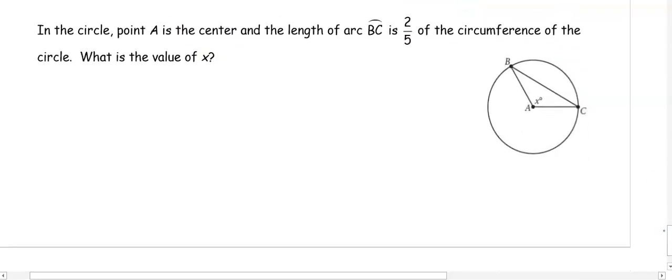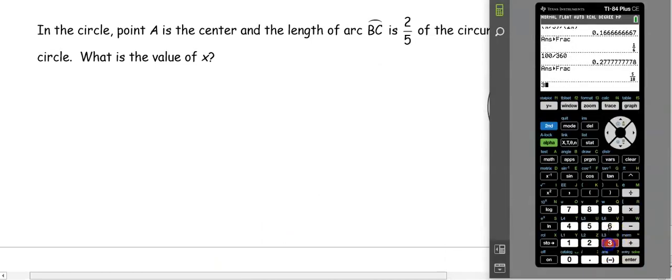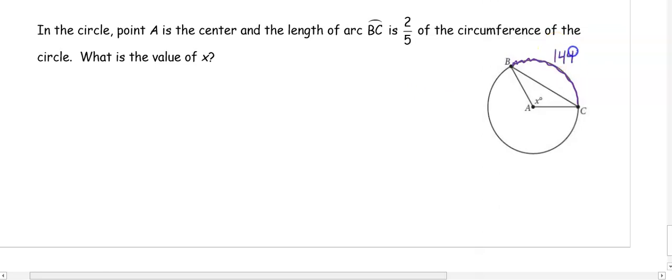In the last problem, in the circle, point A is at the center, and the length of the arc BC is 2/5 the circumference of the circle. What is the value of r? So we want our angle. So all we have to do is we know it's 2/5 of the circle, so 360 times 2/5. And we get 144 degrees. So because the arc has 144 degrees, the angle is also 144 degrees.